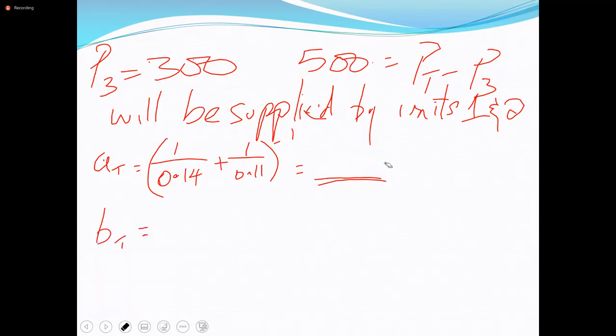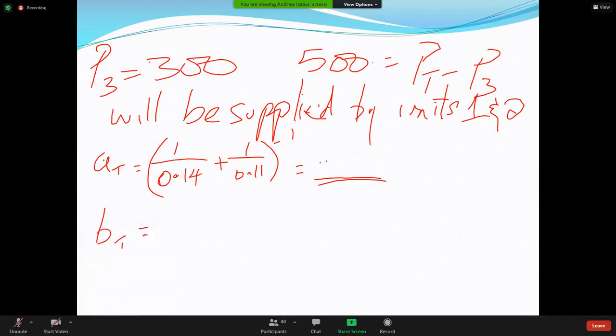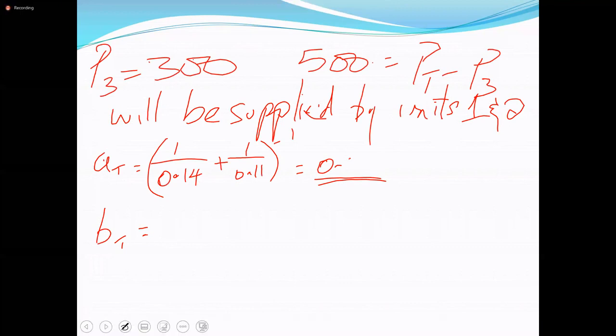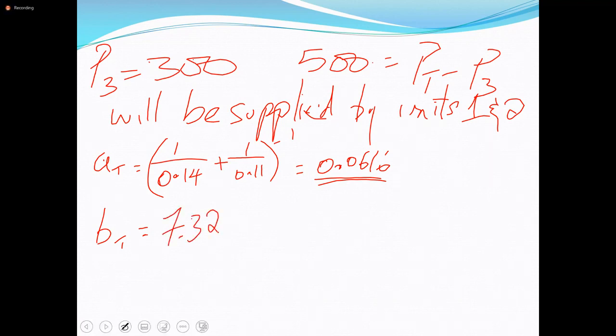BT is... Hold on, just a minute. 0.0616. Okay. 0.14, 0.11. All right, cool. And BT, let's give it a final value. 7.32. All right. So lambda is equal to 0.0616 times 500. That gives us 38.12.